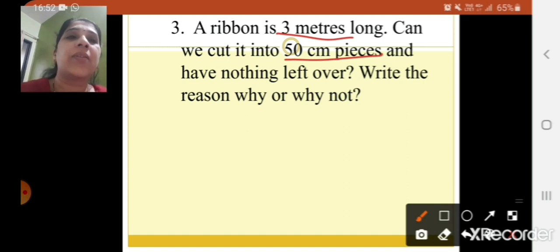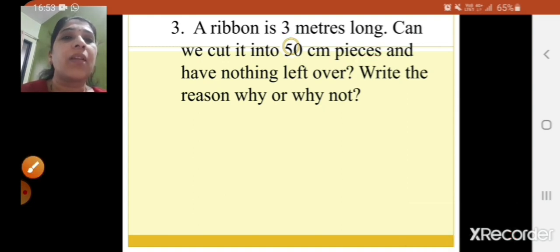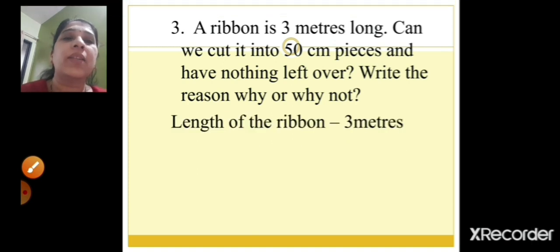Now if you can see, children, the unit what is given? One is meter and the other is centimeter, right? So first we'll have to make the units same. We have to convert 3 meters into centimeter, right? Then only we can carry out this problem. So what we will do? First we will write length of the ribbon is 3 meters. As I told you, now 3 meters and we have to cut it into 50 centimeter pieces.